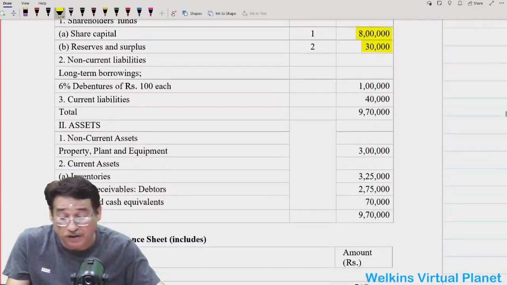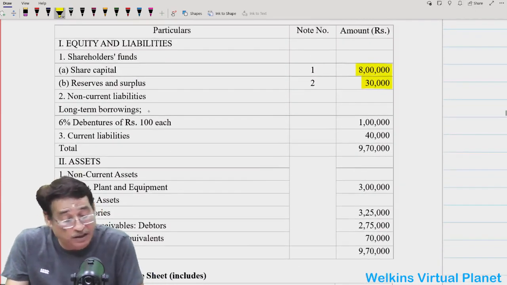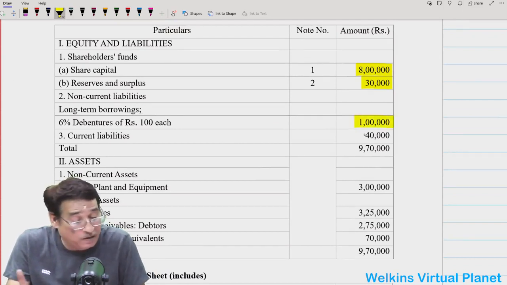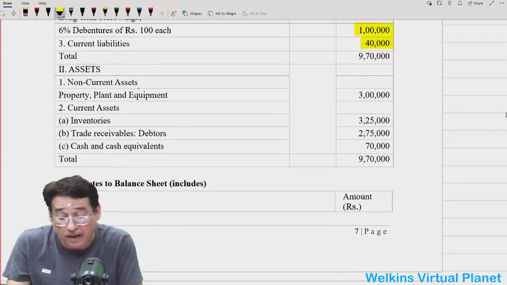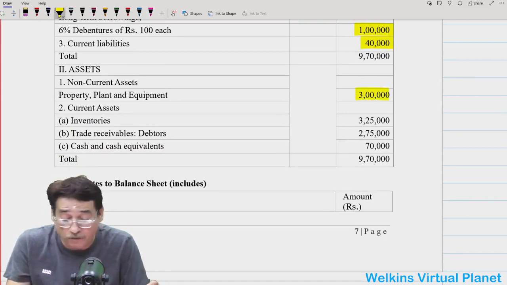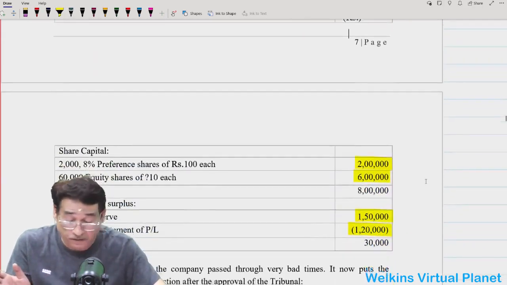Now, further the question says that there are non-current liability in the form of long-term borrowings, that is 6% debentures. And then as far as current liabilities is concerned, straight away 40,000 is written. Then as far as asset side is concerned, property, plant and equipment is equal to 3 lakh. Then under current asset, they have given you inventories, trade receivables and cash equivalent. This is the situation given to you, correct?